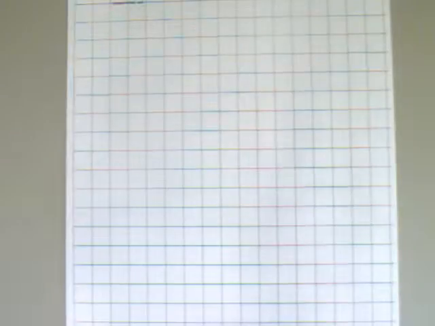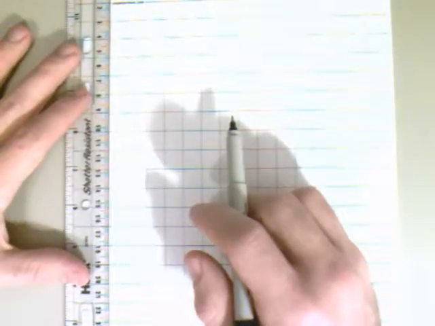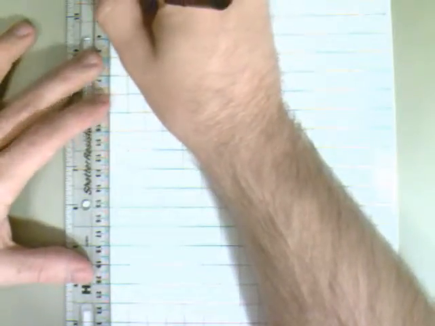So let's start out by doing the same thing we did yesterday. Go ahead and create two sets of axes. The scale doesn't really matter. Draw it all the way to the top, to the bottom.